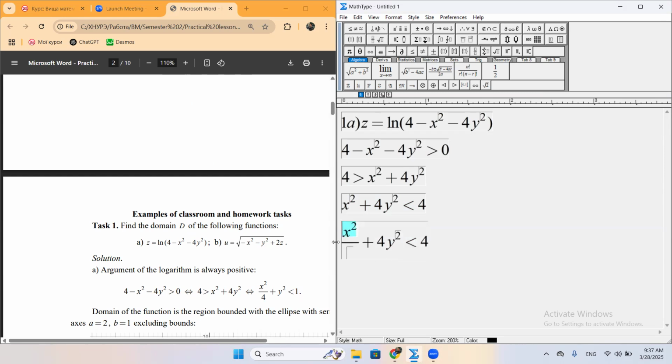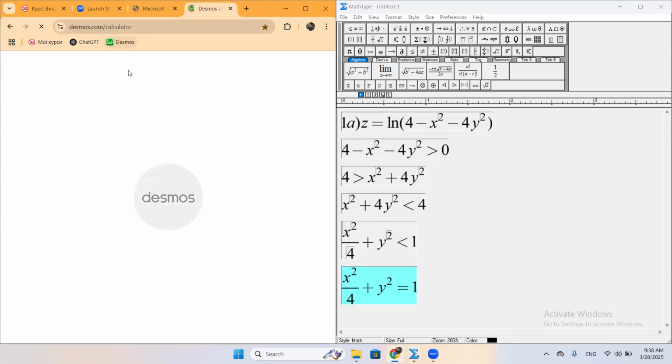So let's divide by 4. And what do we have? It is similar to the equation of the ellipse. But here we have the inequality. So what does it mean? So the domain of this function is a region that is bounded by the ellipse given by this equation, but not the ellipse itself, so excluding ellipse. Let me plot this region.